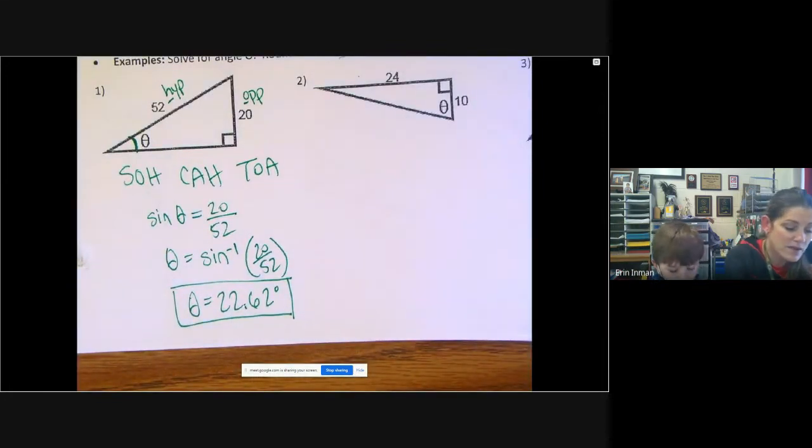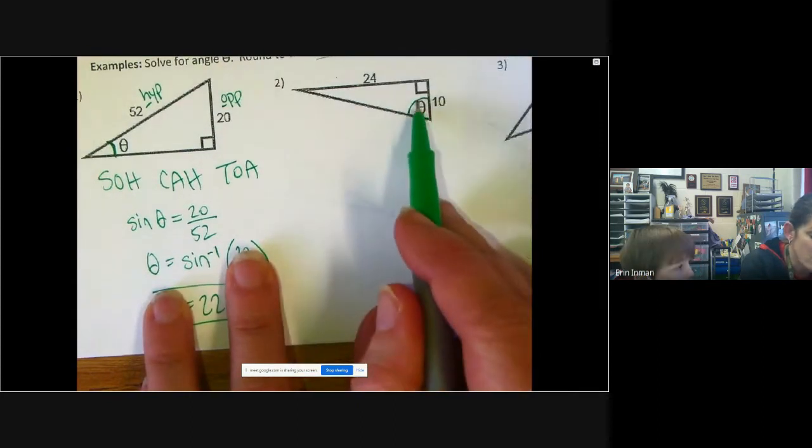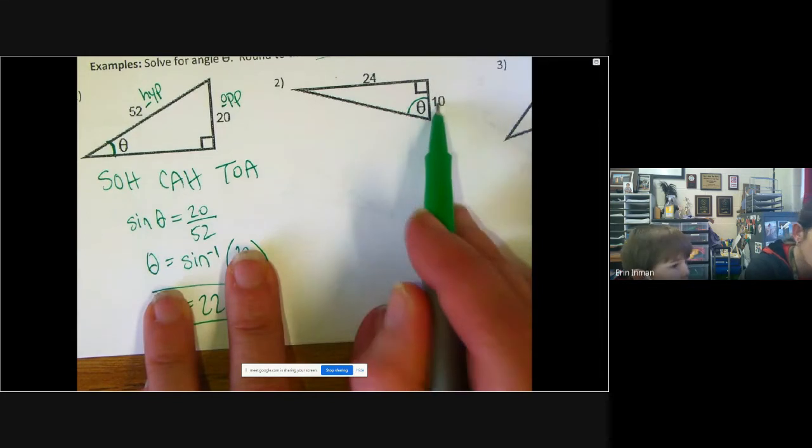We can set up these other ones. Notice we have an opposite leg, an adjacent leg.